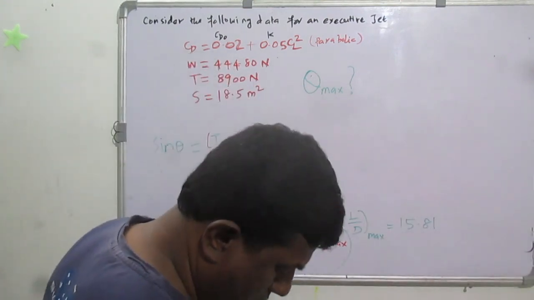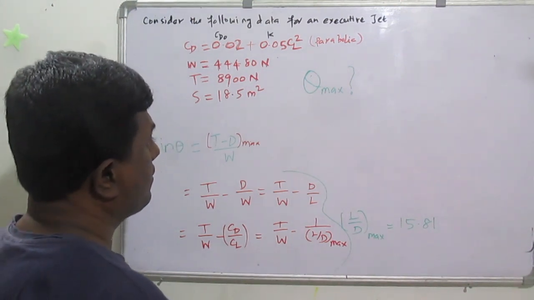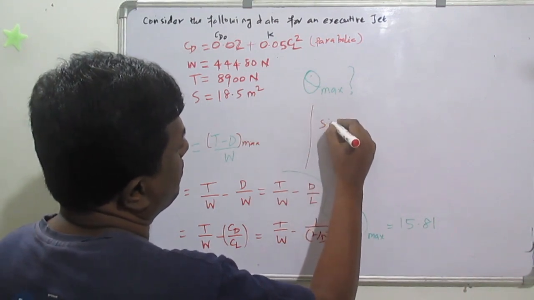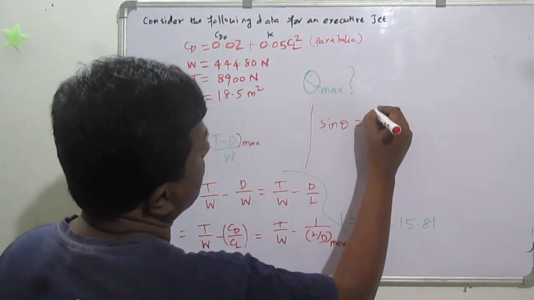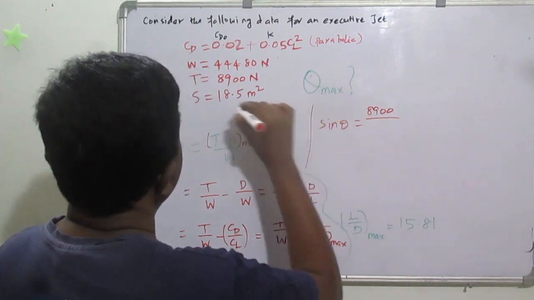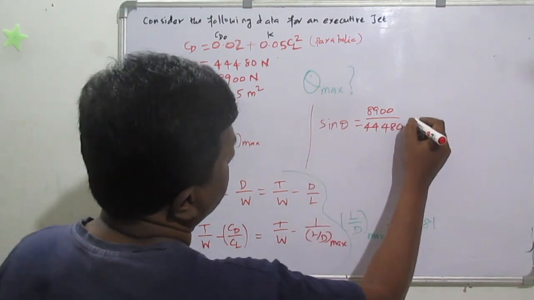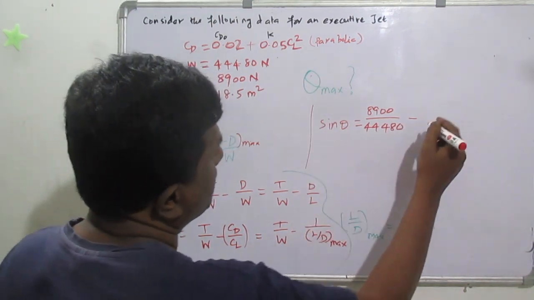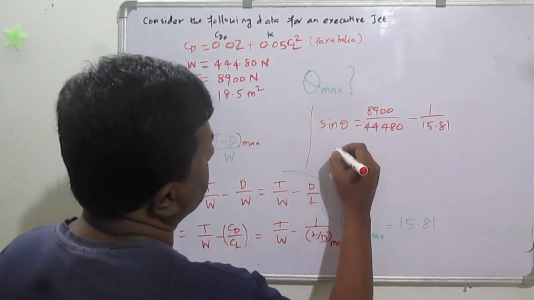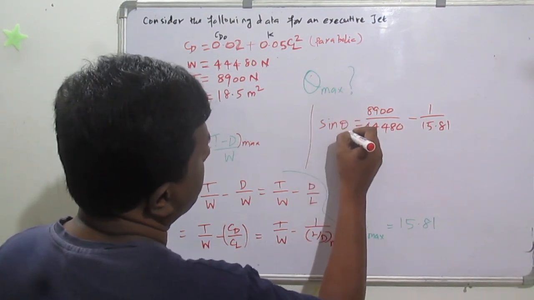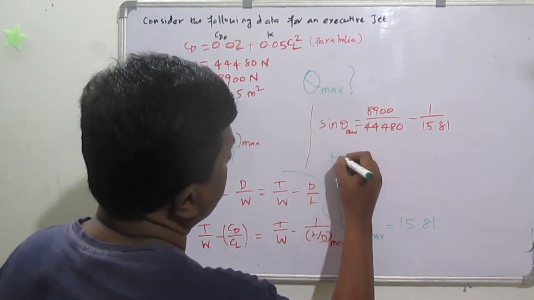So sin theta equal to T by W, where T is nothing but 8,900 by 44,480, minus 1 by L by D maximum, the L by D ratio, so 1 by 15.81. So from this we can find out theta max.